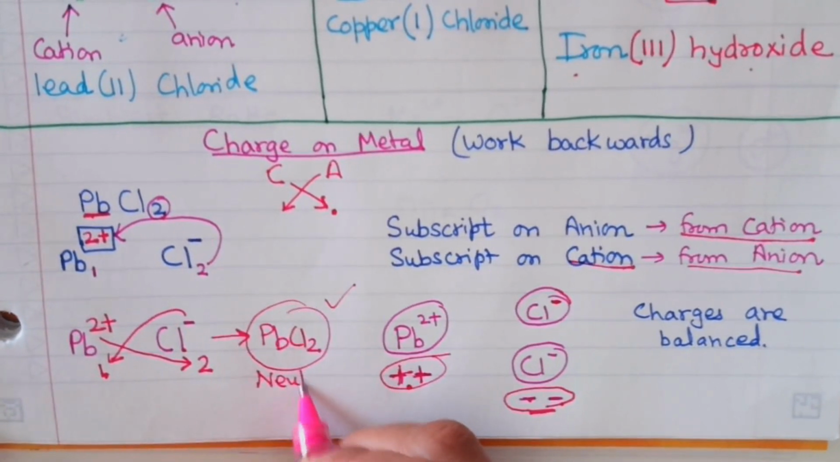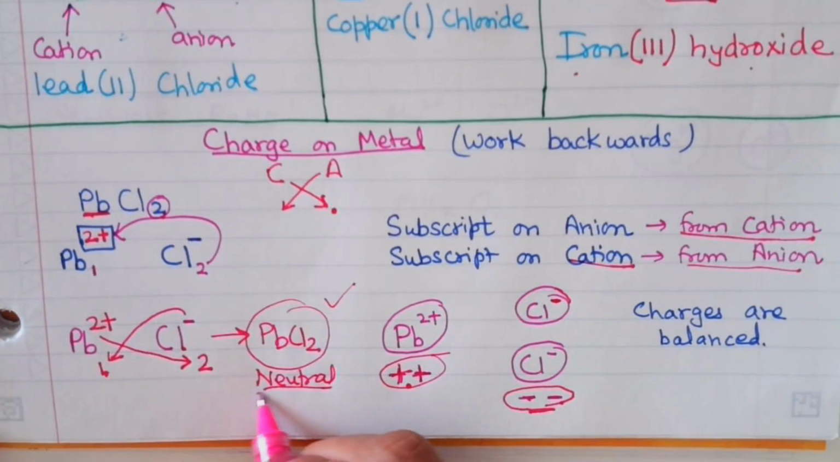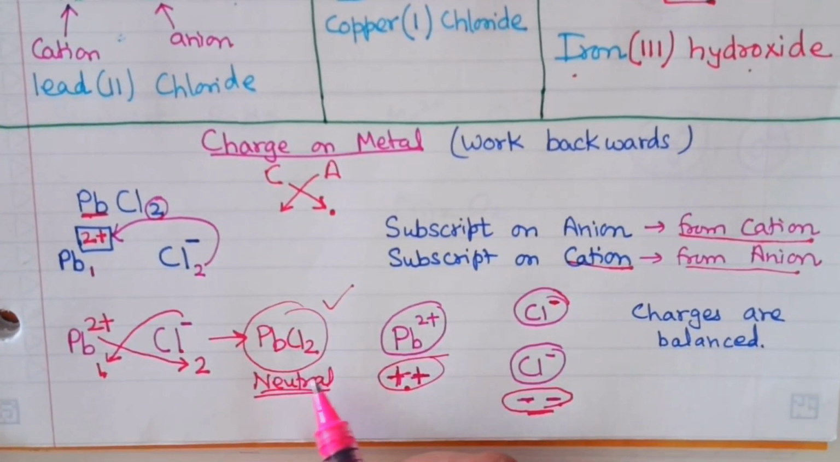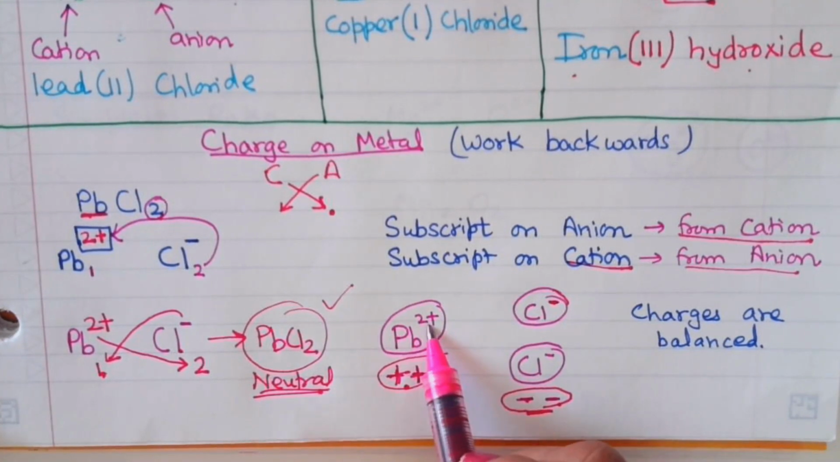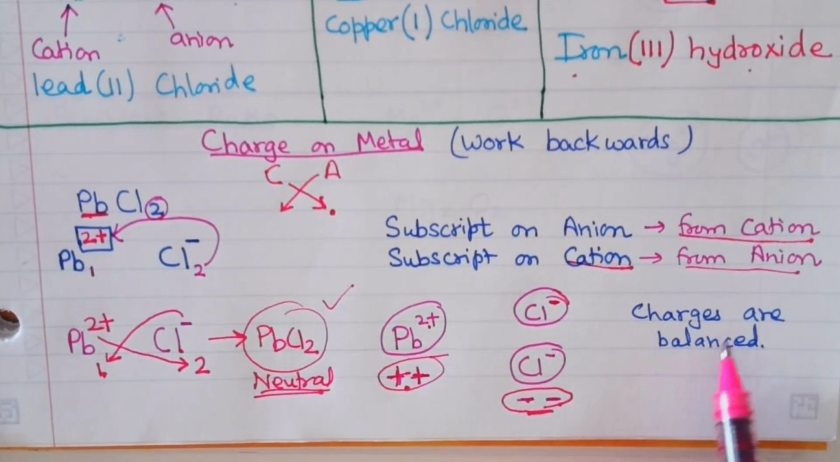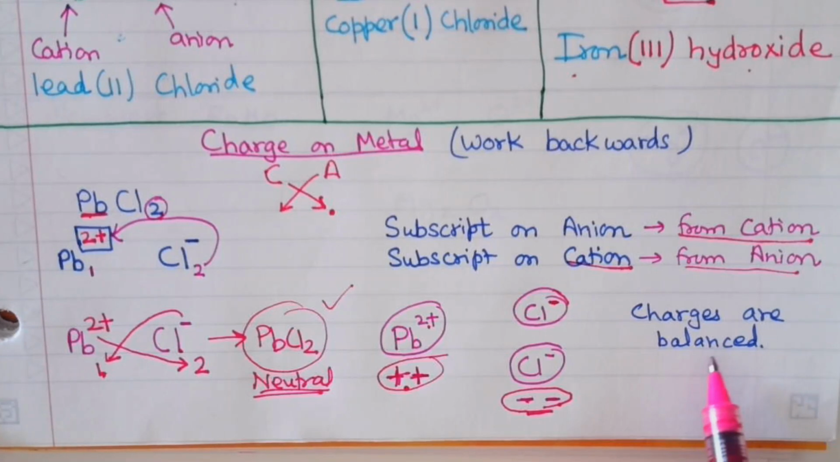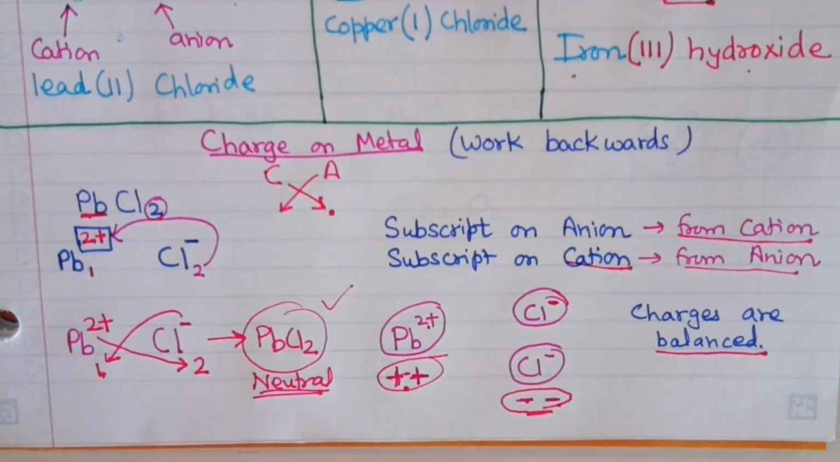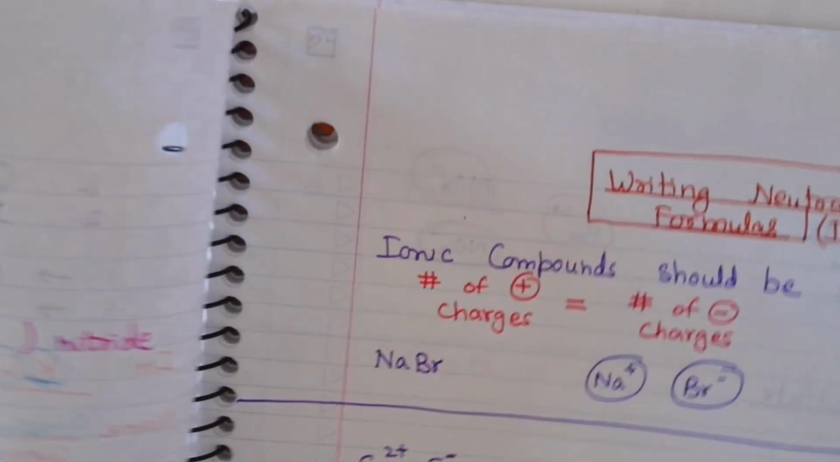So this is a neutral compound, right? All the ionic compounds are always neutral because the positive charges and the negative charges are always balanced, right? The charges are always balanced. They should always be balanced, otherwise it's not a neutral compound. It will still be an ion. Okay, so let's do some examples.